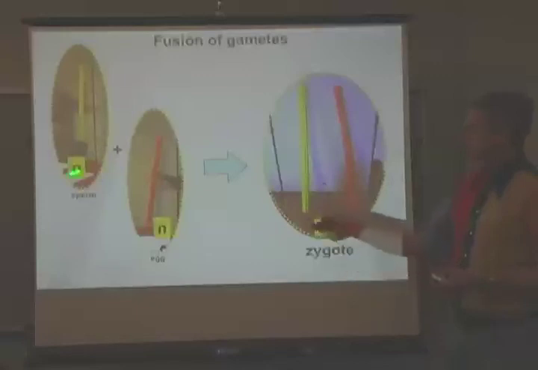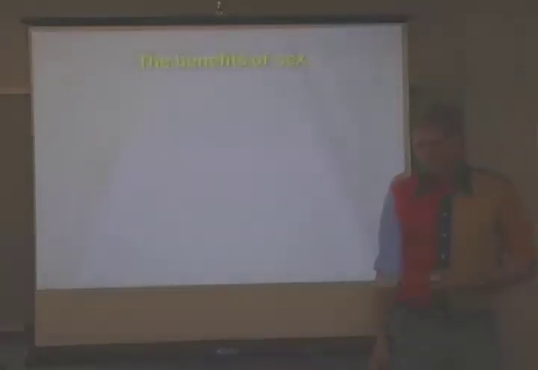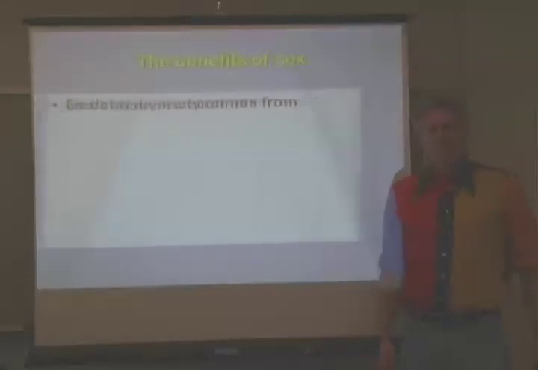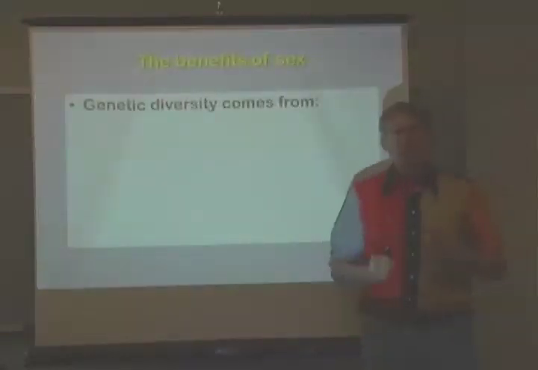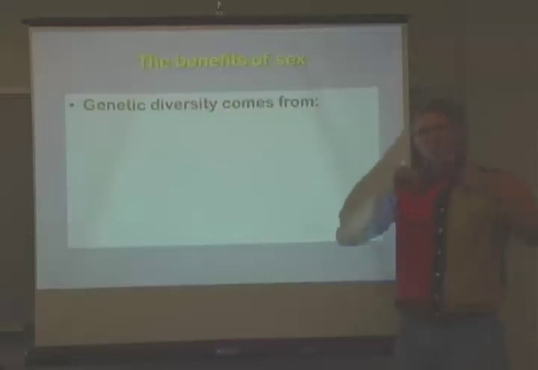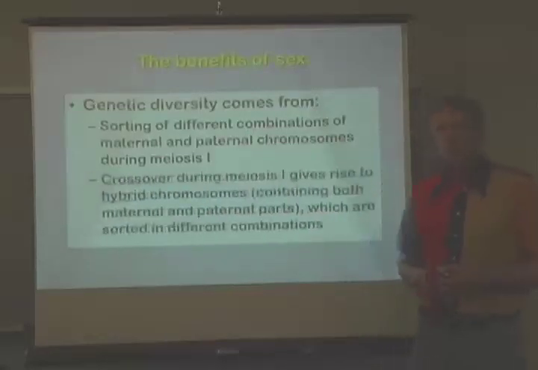And then, of course, when you have sperm and egg, they fuse to form the zygote, which can go on to make another embryo. Why is this good? Because of diversity. We've been championing diversity in this class, and diversity is a good thing. You get genetic diversity from sorting different combinations of chromosomes. So you get a handful from mom, a handful from dad, right? During that first stage.